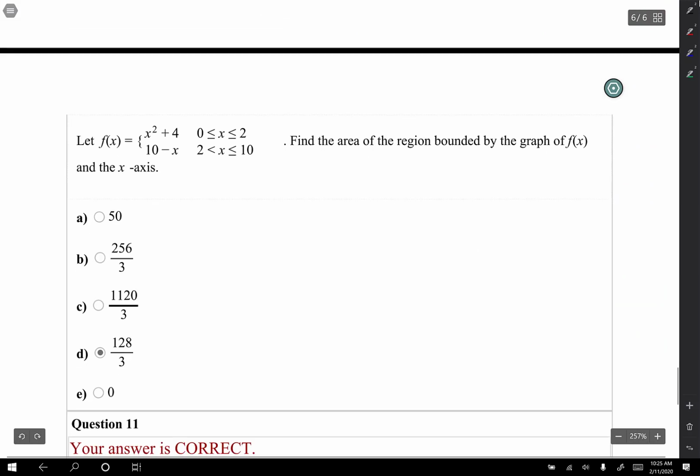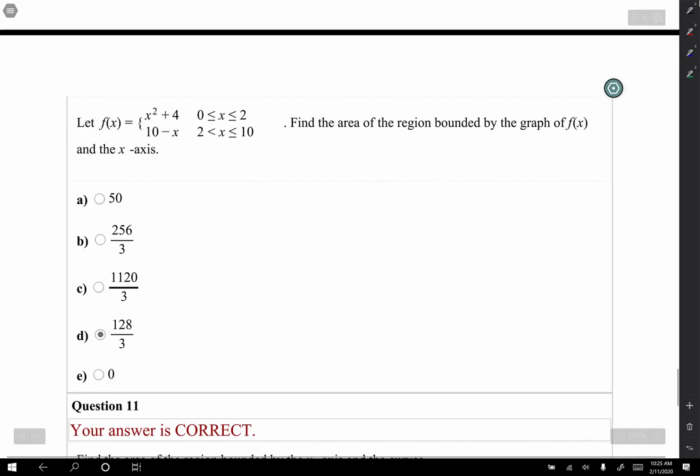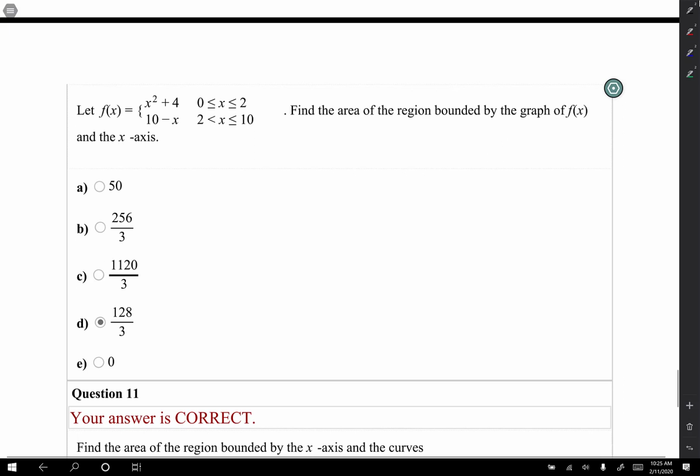Find the area of the region bounded by the graph of f of x and the x-axis. Okay. x squared plus 4. Let's graph this. So x squared plus 4 looks like this. 2 squared is 4, 4 plus 4 is 8. So it's going to go like that. So I'm going to say this is 2, and this value here is 8. And at 2, it's going to touch, and it's going to go all the way until it hits 10. So there's the area that I want.